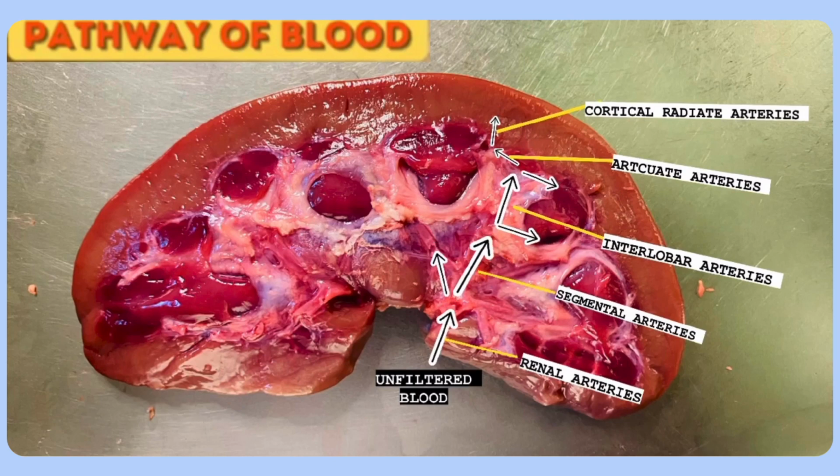Unfiltered blood enters the kidney through the renal arteries found in the hilum region. It then branches off into the segmental arteries, and then runs along the space between the renal pyramids, known as the renal columns. These blood vessels are known as the interlobar arteries, after which it will split off at the base of the renal pyramid, known as the arcuate artery. Then it will further branch off into the renal cortex as the interlobular arteries or cortical radiate arteries.